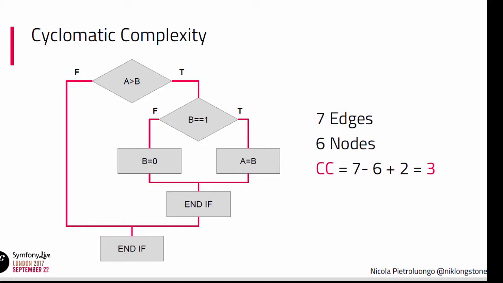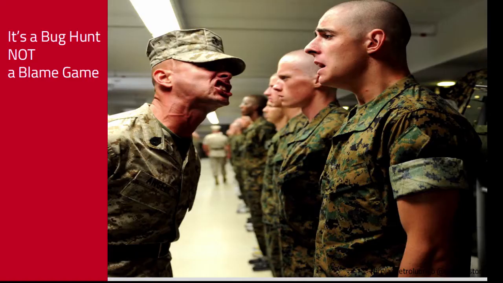This number 3 is also important because you can understand, for example, how many tests you have to write to cover 100% of this function. So cyclomatic complexity is useful for a lot of things, but also to spot the complexity of your code. For example, if it's not higher than 10, it's a pretty good value, but it can also help you understand the amount of tests you should write.